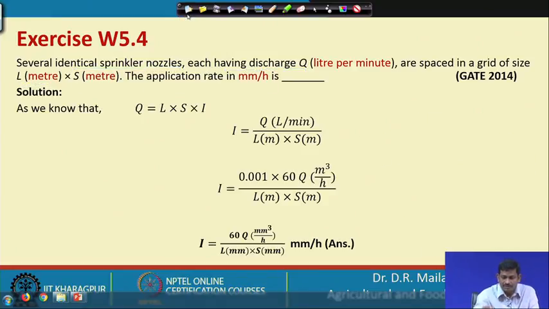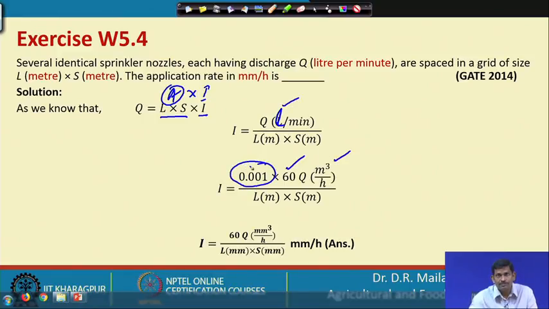So, let us see how the units are really balanced. We know that Q is equal to L into S into I, right. So, this is the area into application rate I. So, now I is equal to Q divided by L into S. So, this is liter per minute. Converting, I is equal to 0.001 into 60 meter cube per hour. Minutes have been converted to hours, that is 60, and liters converted to meter cube, that is 0.001. So, all are in meters and hours.